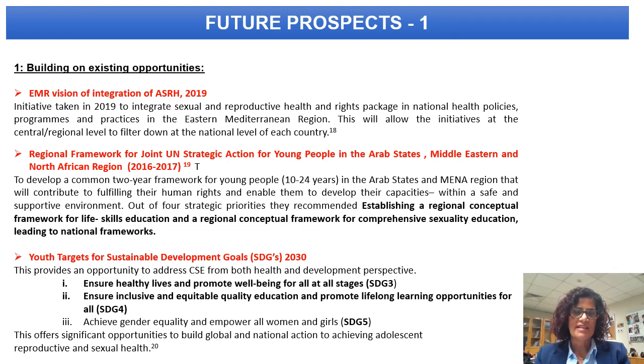For the future perspective for CSE, we have to build on the existing opportunities, and at the regional level, we have the vision to integrate adolescent sexual and reproductive health, also the regional framework for the joint UN strategic action for adolescents and young people in the Arab states and also the Eastern Mediterranean region. Also, we have to take the opportunity of the Sustainable Development Goals, where the youth targets are such as SDG 3 for ensuring healthy lives and promoting well-being for all at all stages, SDG 4 ensuring inclusive and equitable quality education and promoting lifelong learning opportunities, and SDG 5 to achieve gender equality and empower all women and girls.